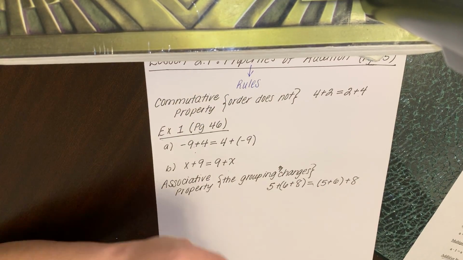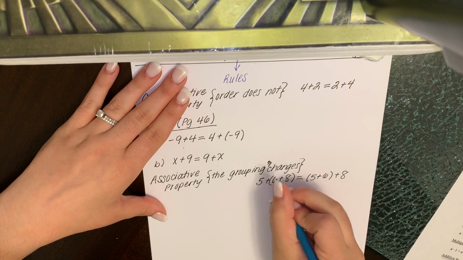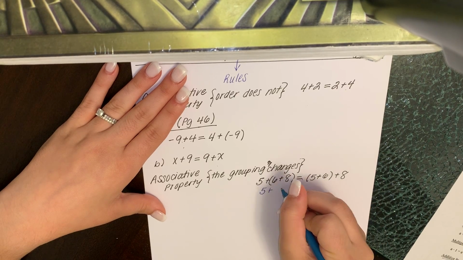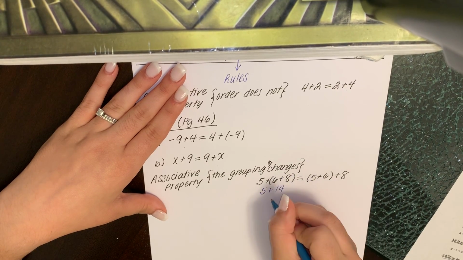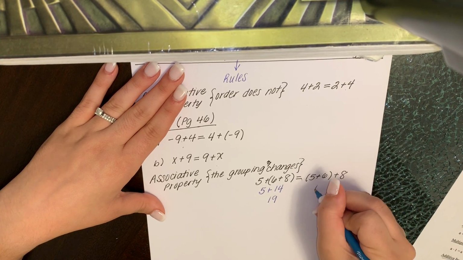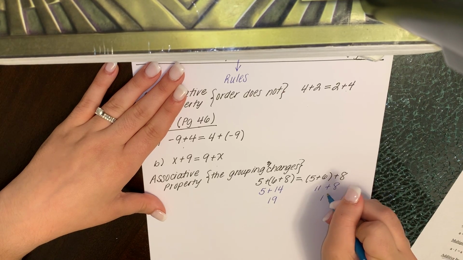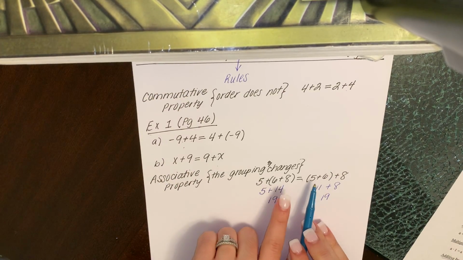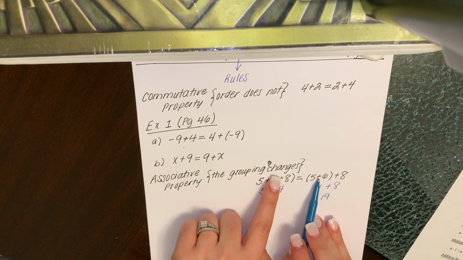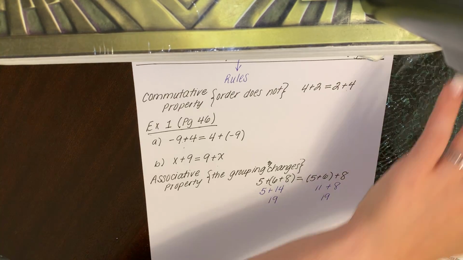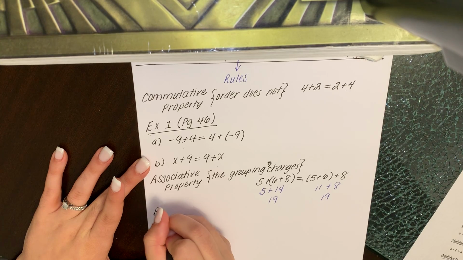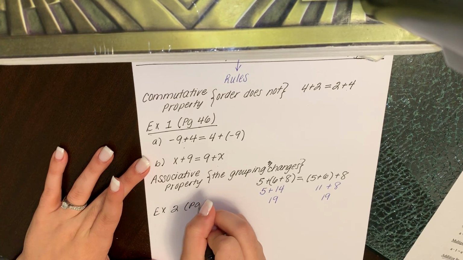Here's what I mean. If I was to solve each one of these out, we would obviously do what's inside the parentheses first. We would do 6 plus 8, which is 14, and 5 plus 14 is 19. If I was to do it this way, 5 plus 6 is 11, and 11 plus 8 is still 19. So you see, even though the grouping changes, my answer is still the same. An example of this would be something like example 2, still on page 46.